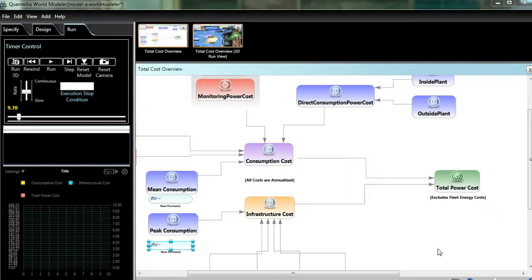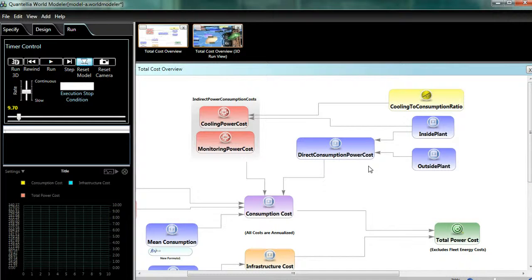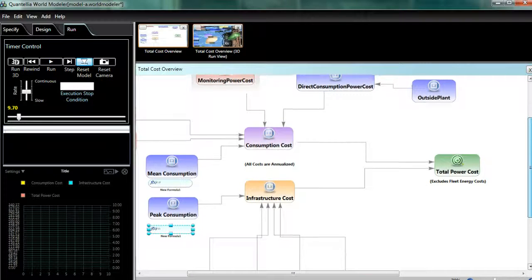So to take you through this, first of all, we have a total power cost, which is made up of consumption cost as well as infrastructure. Consumption consists of the direct power consumption both inside as well as outside plant. But for every watt that is consumed by the plant, there's an extra watt of power that's required to cool that equipment, and there's also additional energy required to monitor it. Altogether, these factors add up to the total consumption cost, which is the energy dependent cost. As the amount of energy going through the plant increases, the consumption cost will increase.